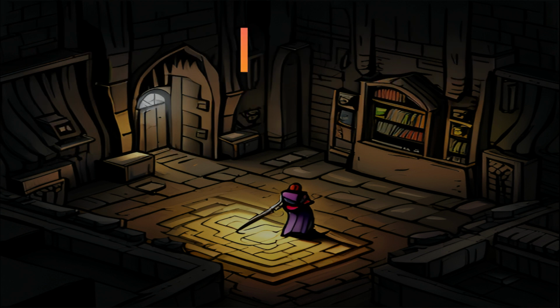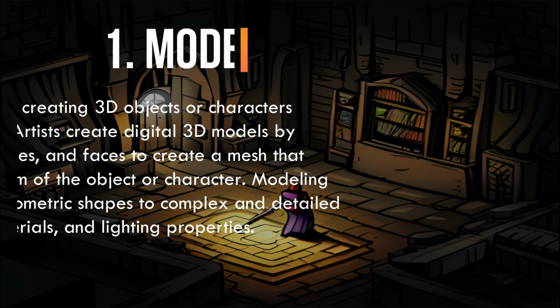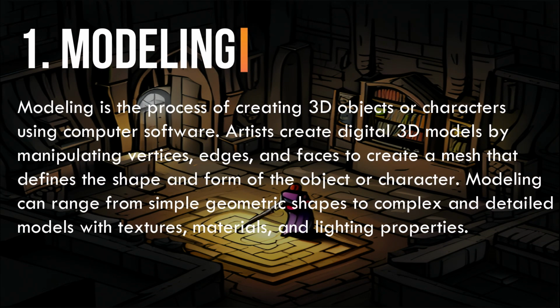1. Modeling. Modeling is the process of creating 3D objects or characters using computer software. Artists create digital 3D models by manipulating vertices, edges, and faces to create a mesh that defines the shape and form of the object or character. Modeling can range from simple geometric shapes to complex and detailed models with textures, materials, and lighting properties.